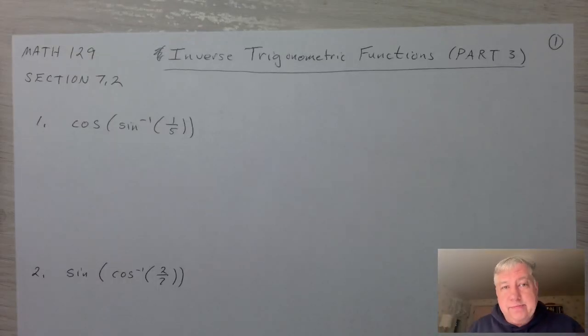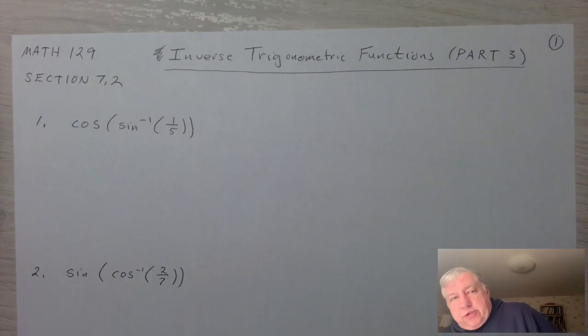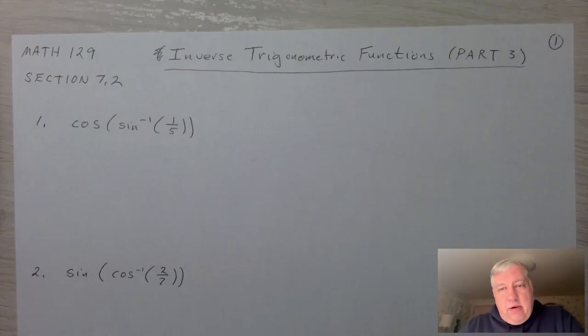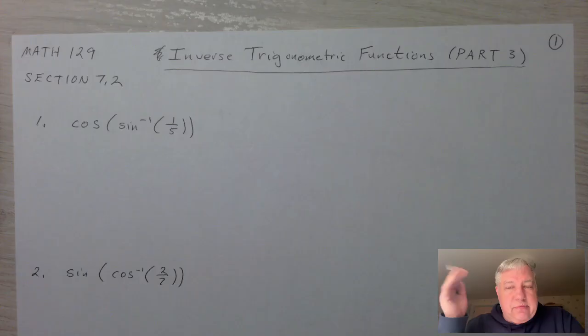Hi everybody. So we are going to finish up section 7.2, the section on inverse trigonometric functions, by just doing some more calculations where they're a little more complicated than finding the sine of the inverse sine of x. What about the cosine of the inverse sine of x, or something like that.